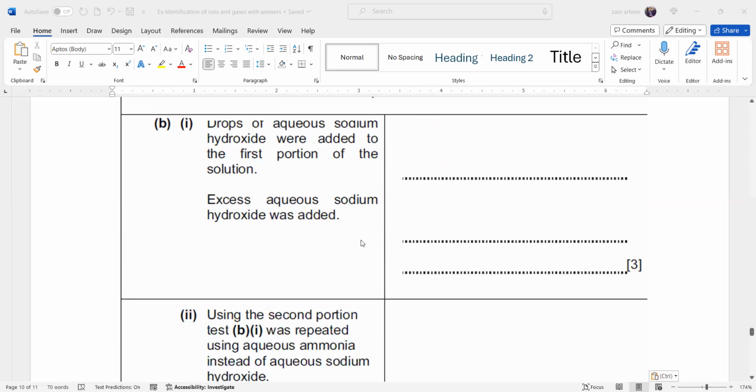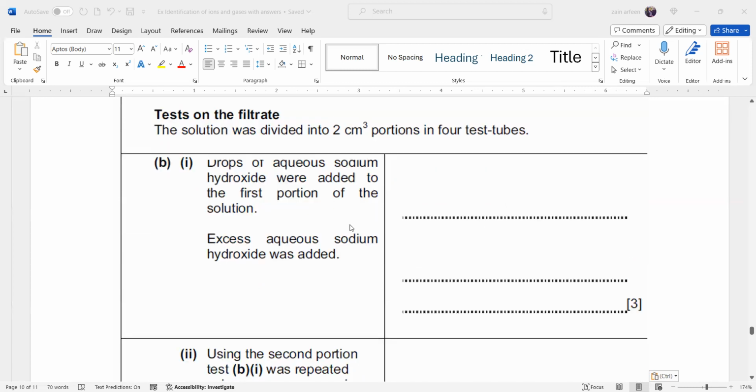Drops of sodium hydroxide were added. When we add sodium hydroxide and there is a zinc salt, what is the observation? Because the filtrate is B and it is a zinc salt. So it will be a white precipitate. And in excess, what will happen? The precipitate will dissolve and form a colorless solution. So dissolve and form a colorless solution in excess.